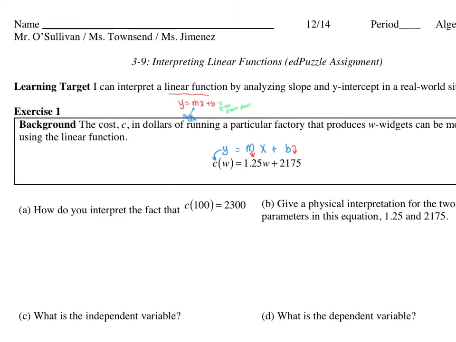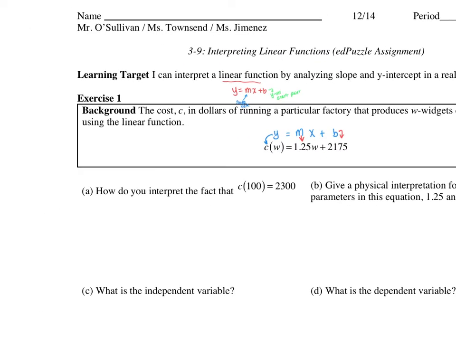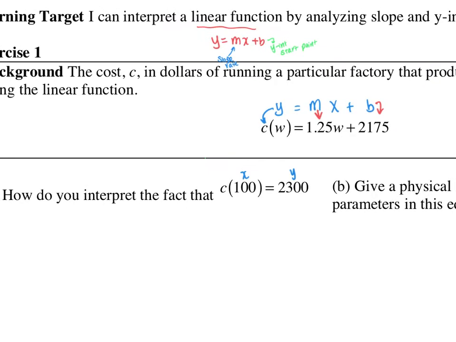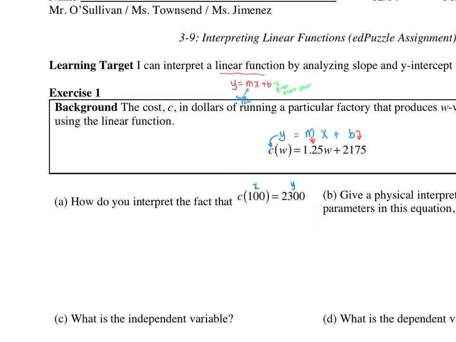So let's go through some of these examples. Part A, how do you interpret the fact that C of 100 equals 2,300? So if you think about it, whenever we do function notation, this is our x value, and this is our y value. So when I look at this, I'm basically saying that I am plugging in 100 to get 2,300. But the thing is, I can't write down I plugged in 100 to get 2,300. I want to know what those numbers mean in relation to the problem.